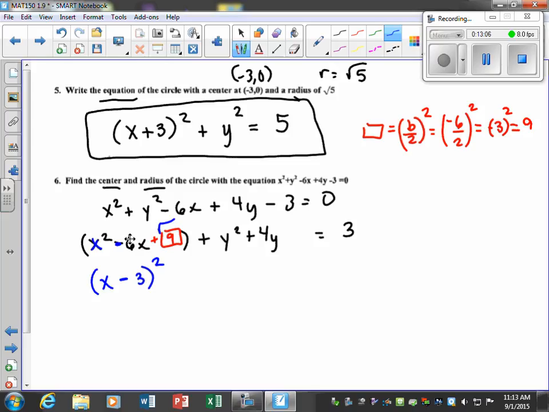Let's look at our y terms. Now we're going to use that exact same process on the y terms. If I have these grouped together, I am looking for what this needs to be. To determine that, we take the b term, divide by 2, and square it. Our a is 1, our b is 4. 4 divided by 2 is 2, squared, which is 4.